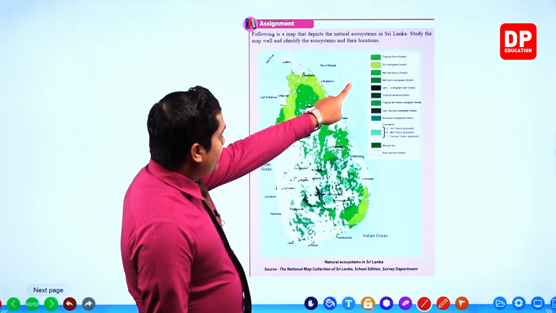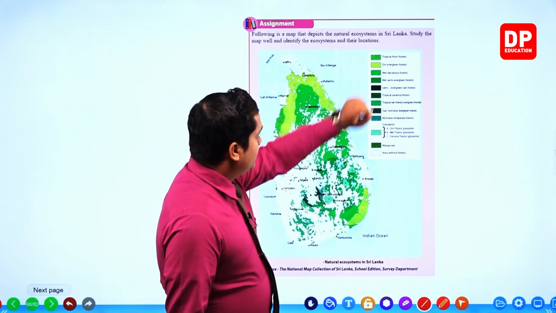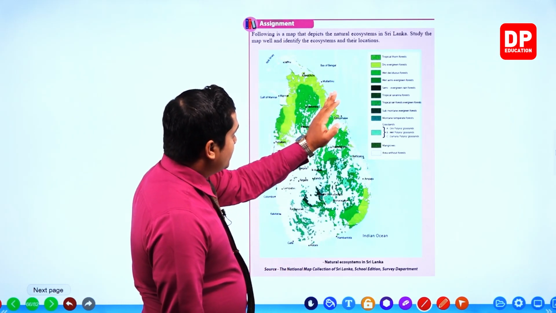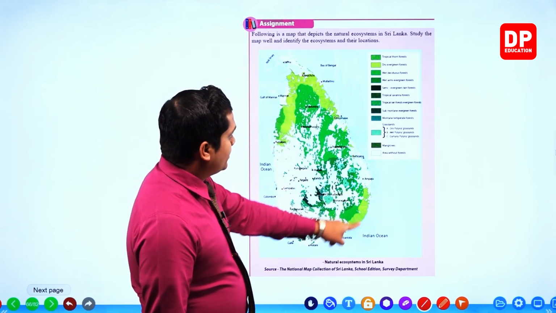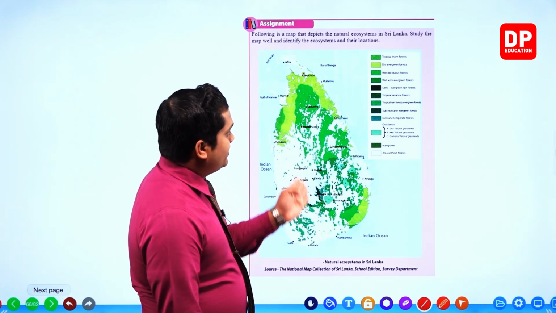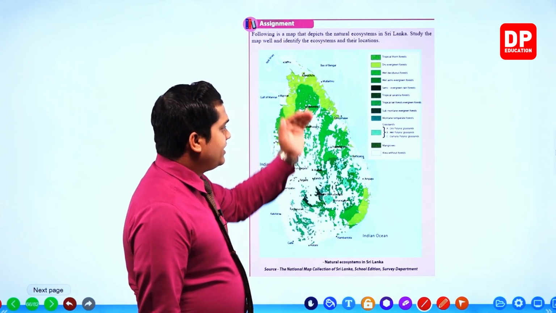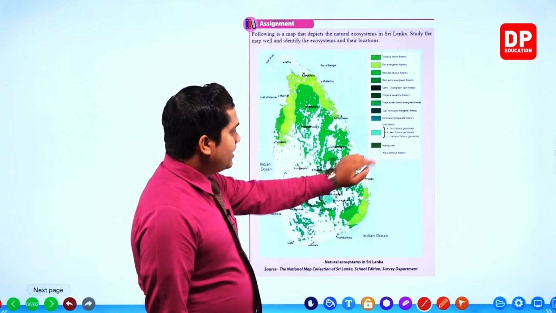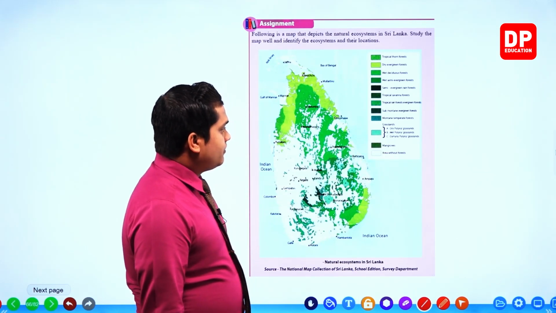So tropical thorn forest, right? Like in this dark green color, tropical thorn forest, dry evergreen forest, see these areas, and also here wet deciduous forest, then wet semi-evergreen forest, semi-evergreen rainforest. Like that, there are several kinds of forests, and finally, areas without forest and also mangrove forest.